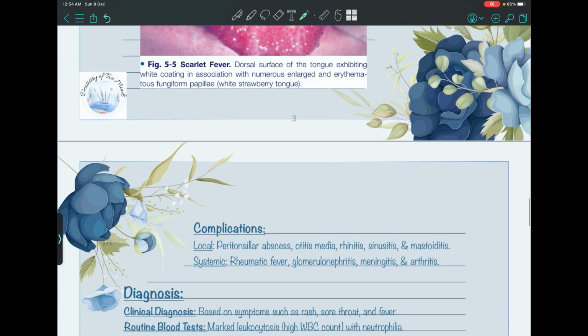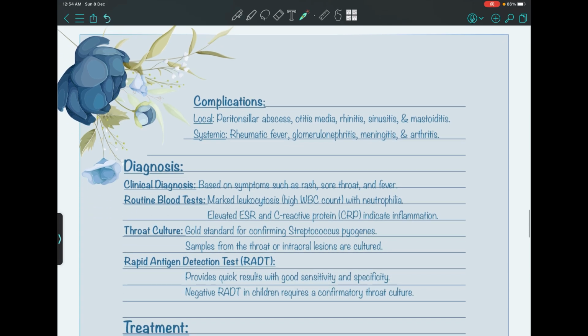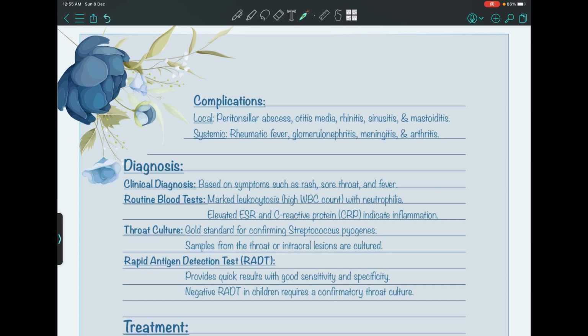Now let's discuss the complications associated with scarlet fever. Occasional complications may arise referable to local and generalized or systemic bacterial dissemination or to hypersensitivity reaction to the bacterial toxin. Local complications may include peritonsillar abscesses, otitis media, rhinitis, sinusitis, and mastoiditis, while the systemic include rheumatic fever, glomerulonephritis, meningitis, pneumonia, and arthritis.